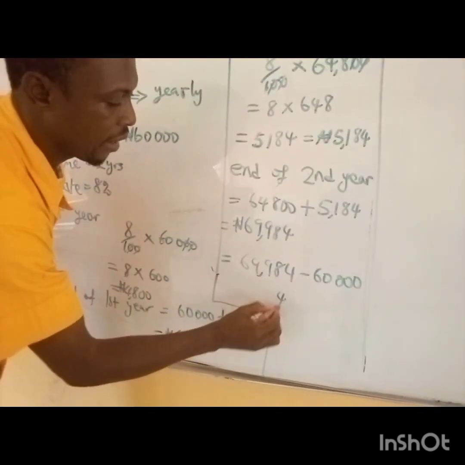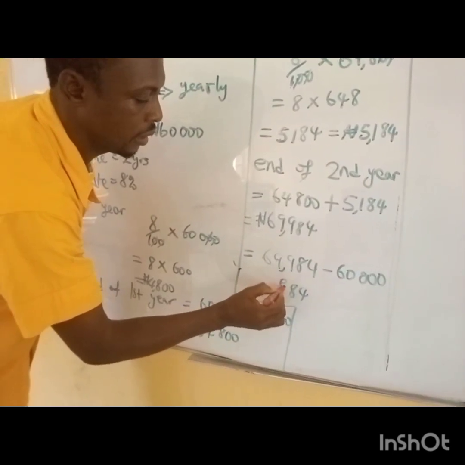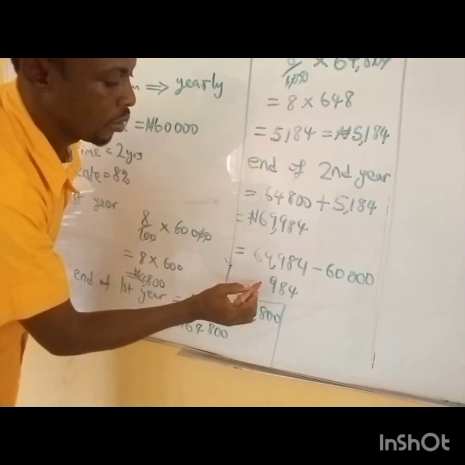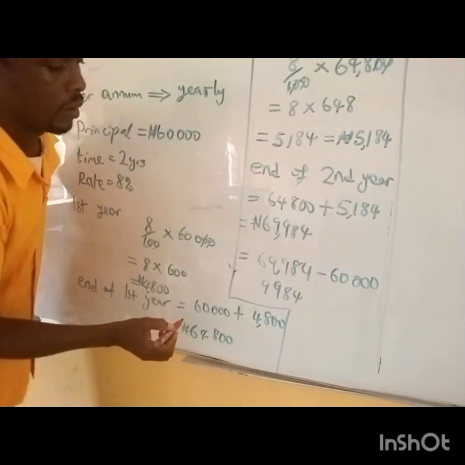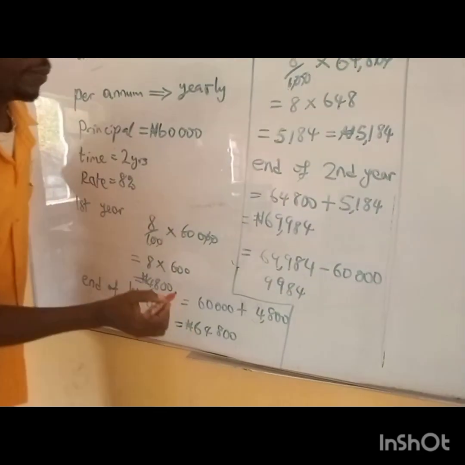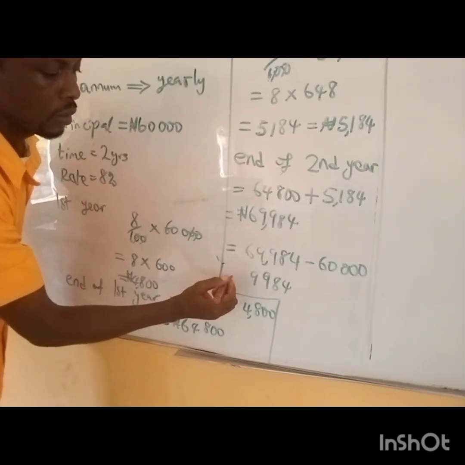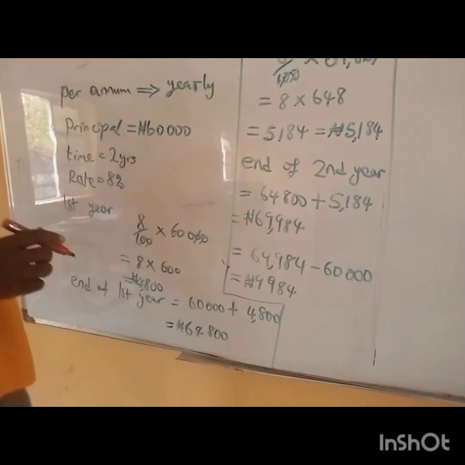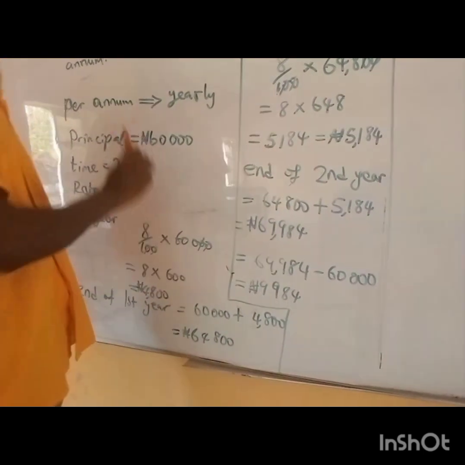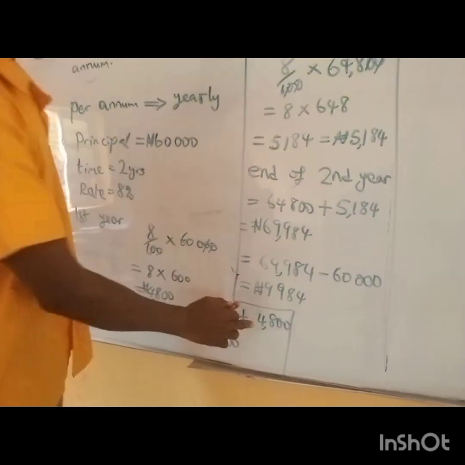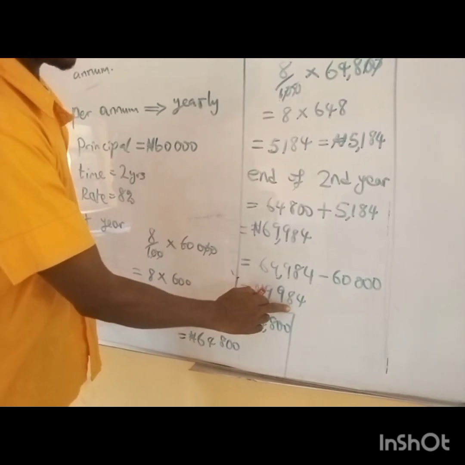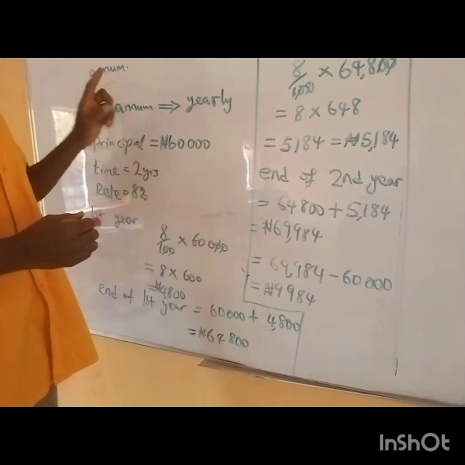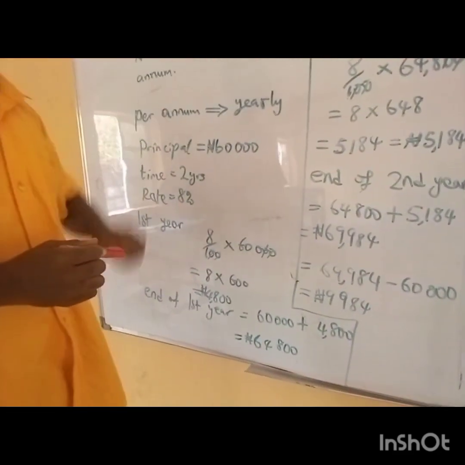So our final result will be 9,984. Okay, so at the end of 2 years, 9,984 naira will become the compound interest. That is the interest that has accumulated for 2 years.